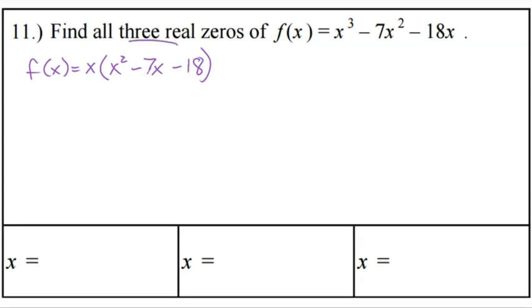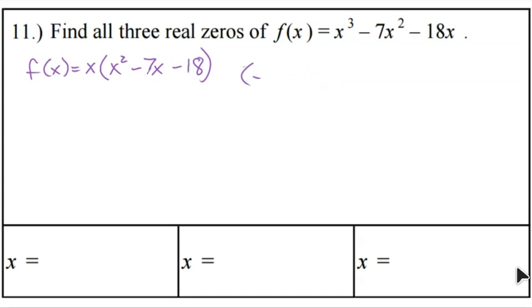Okay? Now this one is a quadratic. We have an x squared, so we can either do the quadratic formula on this, or we can factor it if it's factorable. So are there two numbers that when you multiply them together, you get negative 18, and when you add them together, you get negative 7? There are. Those two numbers are negative 9 and positive 2, because negative 9 times 2 is negative 18, and negative 9 plus 2 is negative 7, okay?